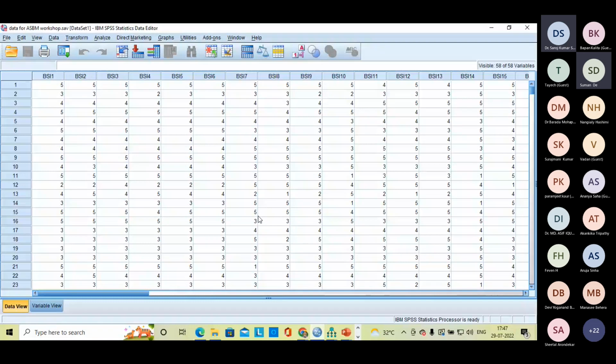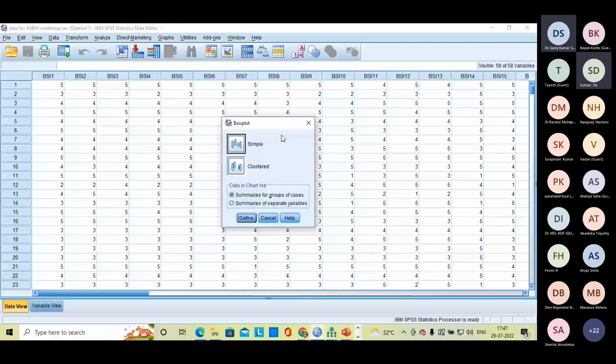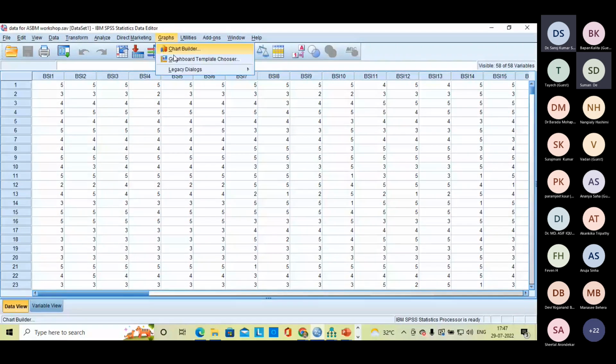Please look at here. There is an option Graph. Go to the Graph. You can do it because this file is there with you. Go to Legacy Dialogs. Then go to the box plot. Then there will be a pop-up, I think. No, this is not the right thing. Go to the Graph, go to Legacy Dialogs.